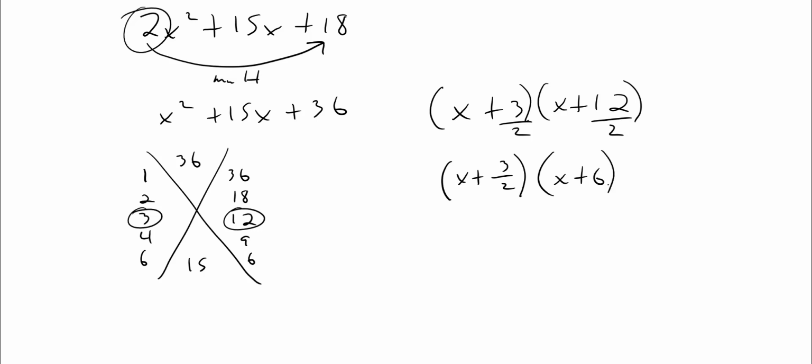Now here's the deal, right? You can't have that 3 halves there. So what I'm going to do is I'm going to slide this over and put that in front there. So I have 2x plus 3 and then x plus 6. Okay, and that's my answer, which is actually pretty slick.